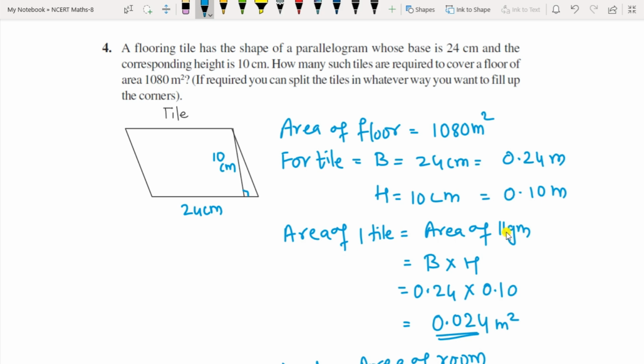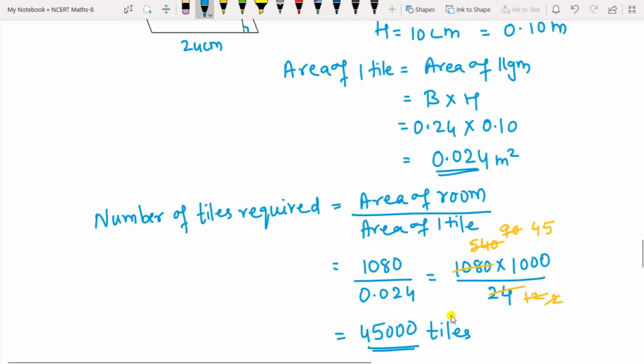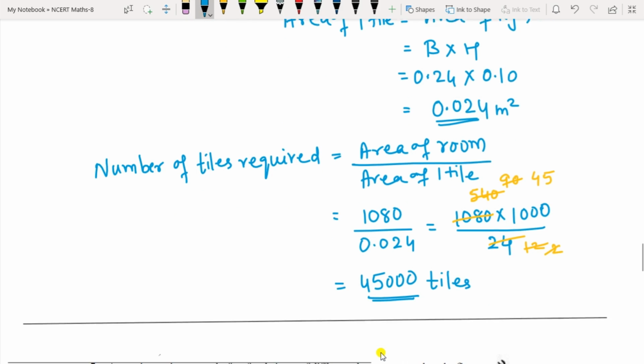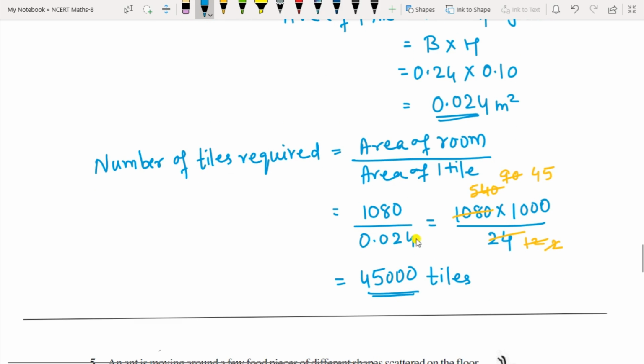So area of parallelogram is base into height. Multiply these two, you will get area of one tile. Now you want to find the number of tiles required in that room. So that will be area of the room upon area of one tile. So 1080 divided by 0.024 and do the cancellation, you will get 45,000 tiles. So the number of tiles required in that room is 45,000 tiles.